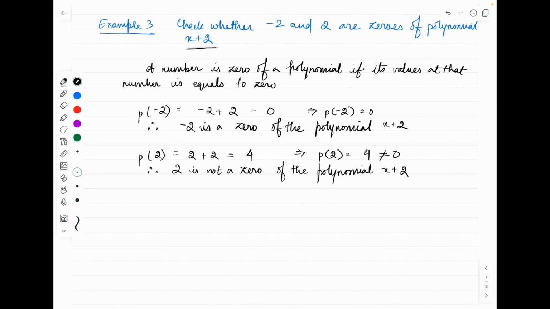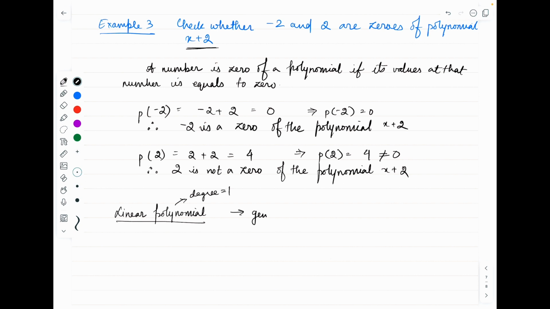Now one thing I want to tell. In the previous lecture I talked about linear polynomial. What does linear polynomial mean? A linear polynomial is one in which the degree is equal to 1. If the polynomial's degree is 1, that is a linear polynomial. What is degree? Degree is the highest power of the variable.